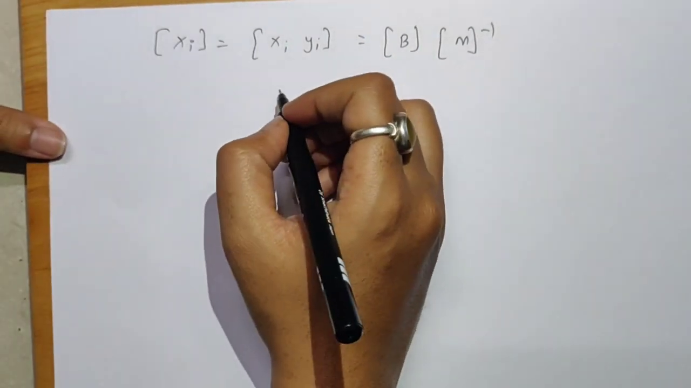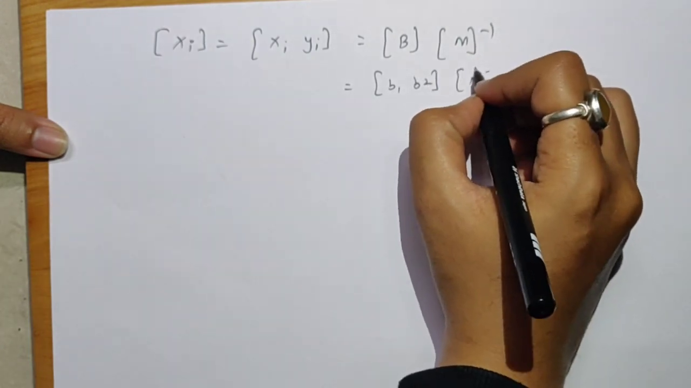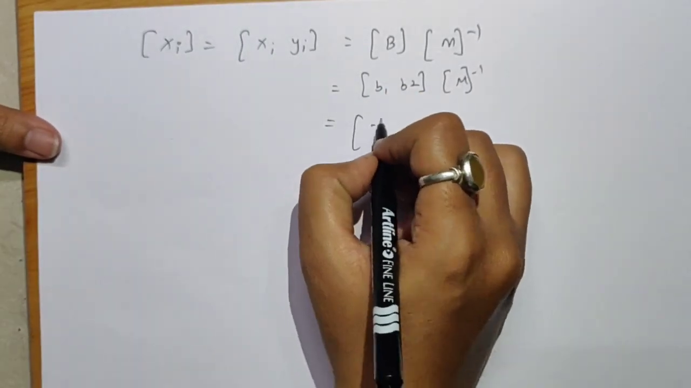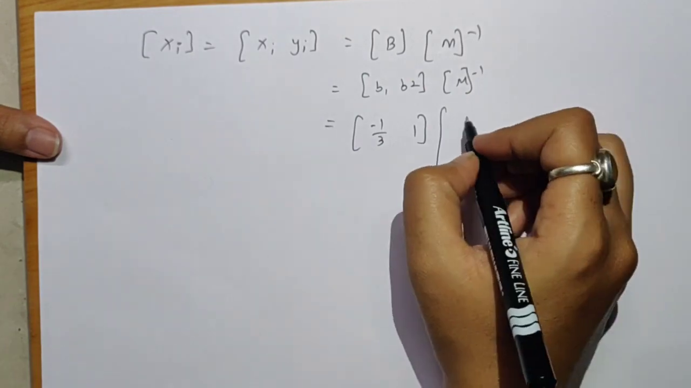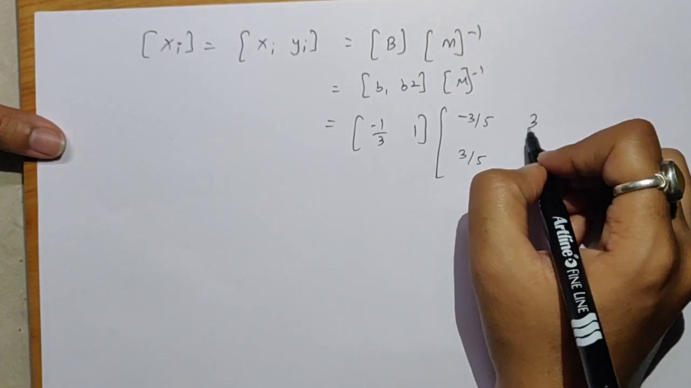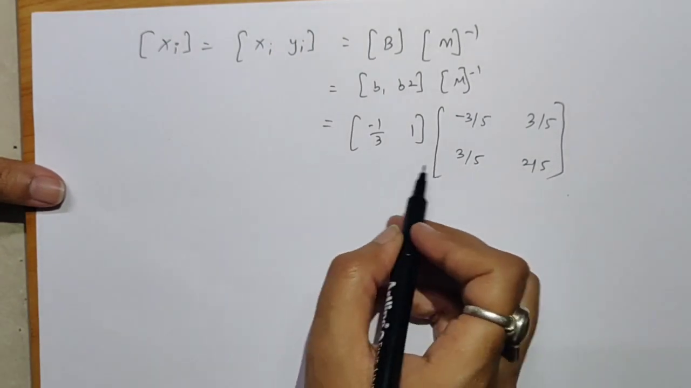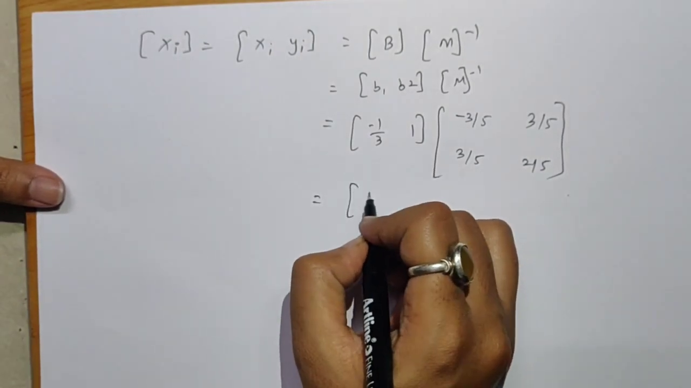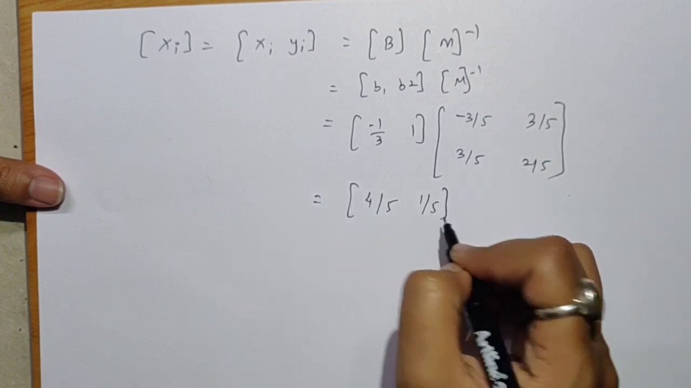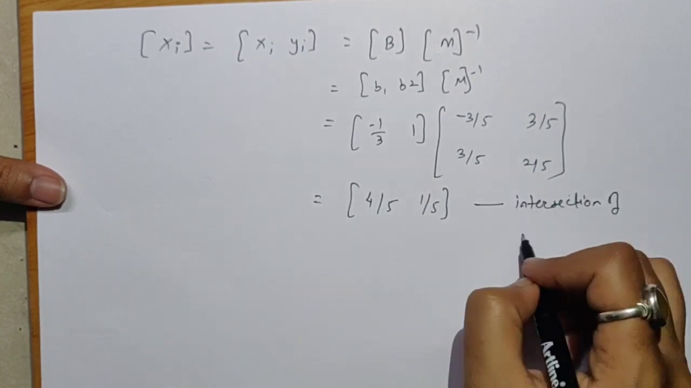So just put the values. That means B1 B2 into M inverse. Now we have B1 B2 as minus 1 by 3 and 1, whereas M inverse we got as minus 3 by 5, 3 by 5, 2 by 5. So multiply these two matrices, we get 4 by 5 and 1 by 5. So this is the intersection of the original lines.